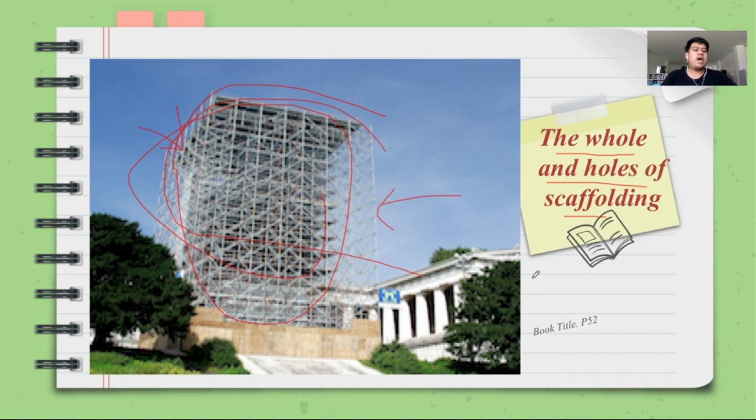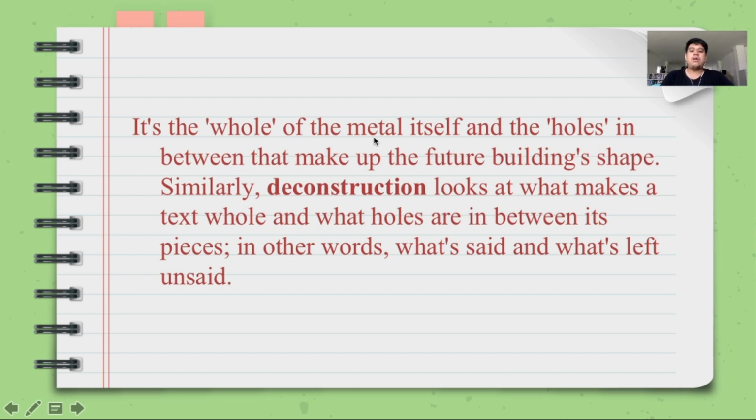Okay. So have you ever seen the scaffolding that goes up during the construction of a building? The frame shows what the building will look like, but that's not the only part. Shift your focus a little and you'll see the spaces between the frame bones, and those are the holes. It's the whole of the metal itself and the holes in between that make up the future building shape. Similarly, deconstruction looks at what makes the text whole and what holes are in between its pieces. In other words, what's said and what's left unsaid. Okay? So we see a bigger picture and that's the whole. And when we look into the different elements, the bits and pieces that make up the whole, those are the holes that in deconstructionism we see as very important features in coming up with a great interpretation. So we must never neglect those.